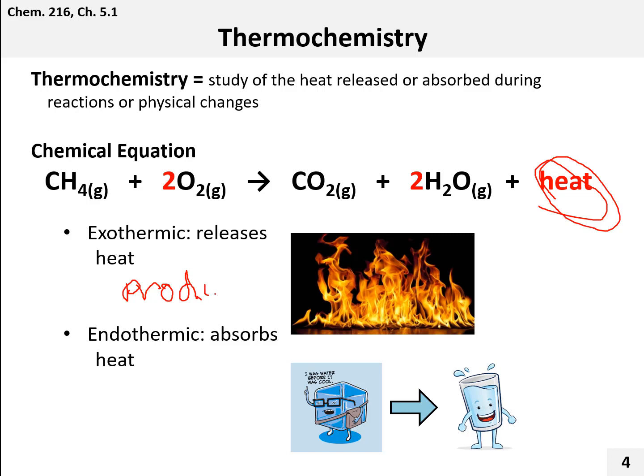Eventually, I'll get better at this writing. In fact, eventually I'll get my iPad set up, but heat is a product when it's exothermic. When it's endothermic, that means it's reabsorbing heat, and therefore heat is a reactant.